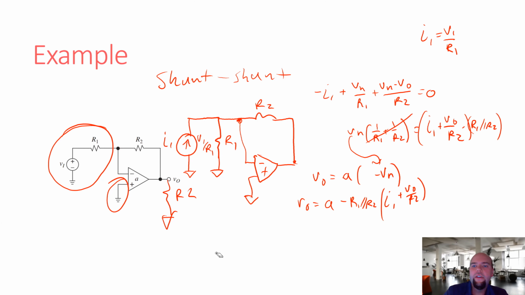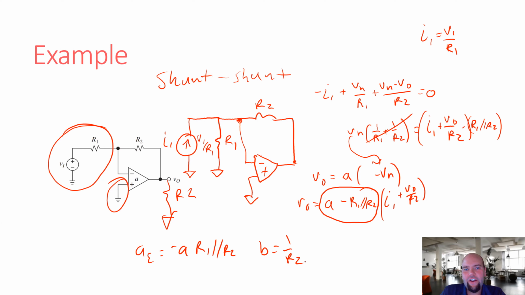Okay. So for this circuit, our A epsilon is going to be negative A times R1 in parallel with R2. And our B is going to be 1 over R2. Cool. But now here's the thing, right?